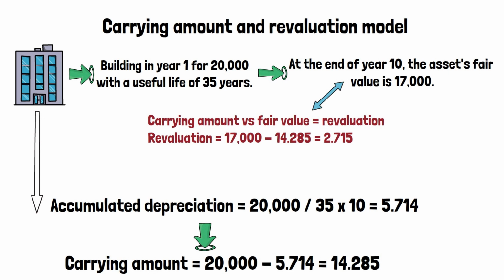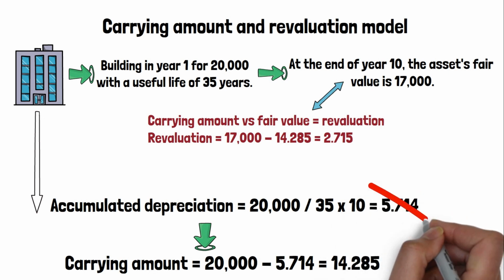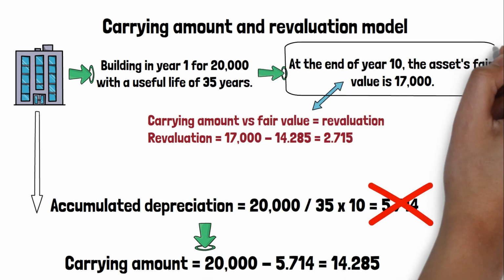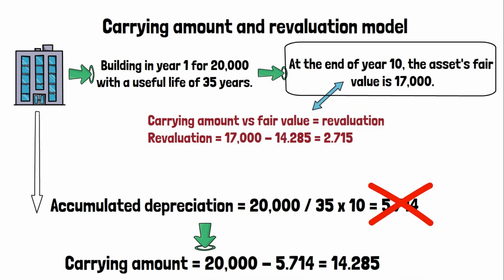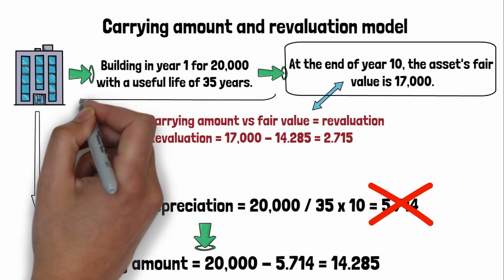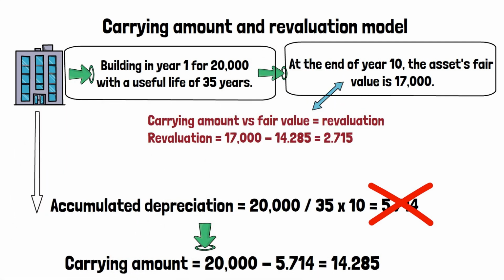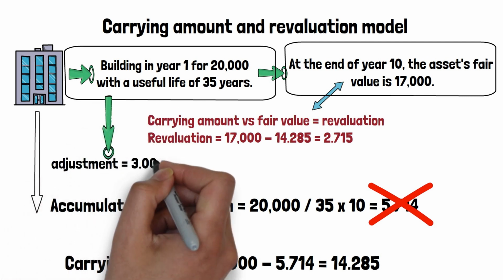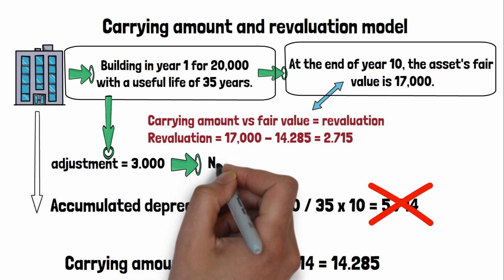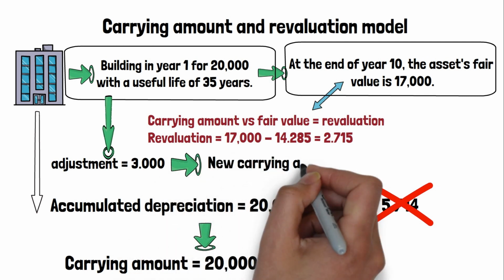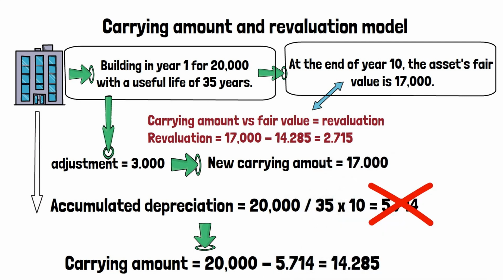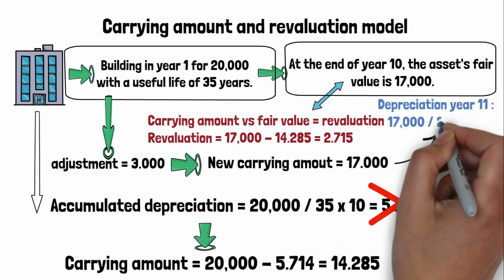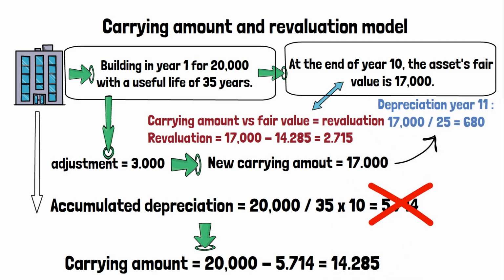So, in this case, we must eliminate the accumulated depreciation recognized to date, and adjust the asset's value to reach fair value. As you can see, by eliminating accumulated depreciation, the asset's value will be $20,000, therefore, we must adjust the asset by $3,000 to equalize it to fair value. Now the new carrying amount will be $17,000, and on this value, we must calculate the depreciation for subsequent years, taking the remaining useful life as a reference. I hope this example where we explain the carrying amount of an asset and how it is calculated has been useful for you.